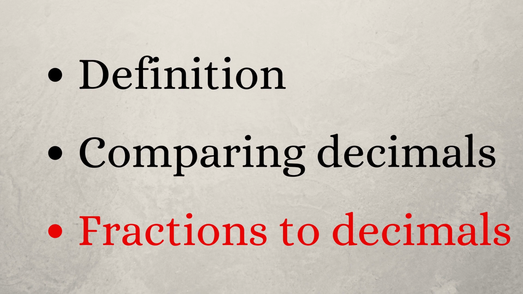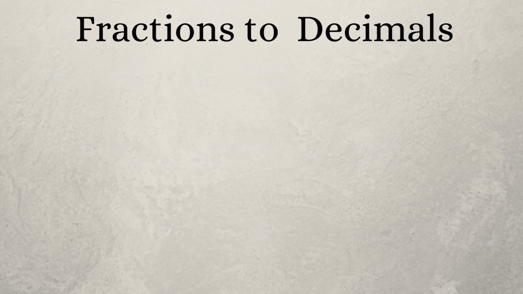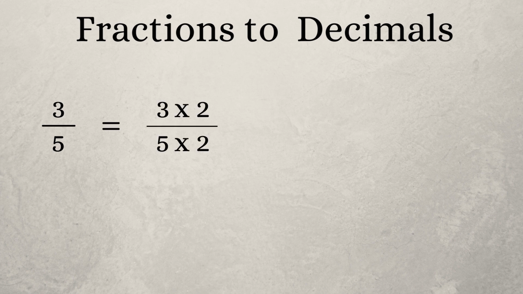Finally, let's learn how to convert fractions to decimals. There are 2 methods involved. In our first method, we will convert the denominator of our fraction into either 10, 100, 1000, etc. For example, 3 by 5. When we multiply both the numerator and the denominator by 2, we get 6 by 10, and that has a denominator of 10. So the decimal would be 0.6.